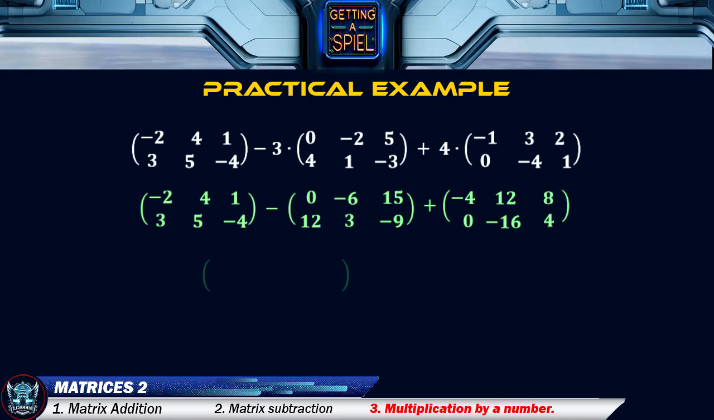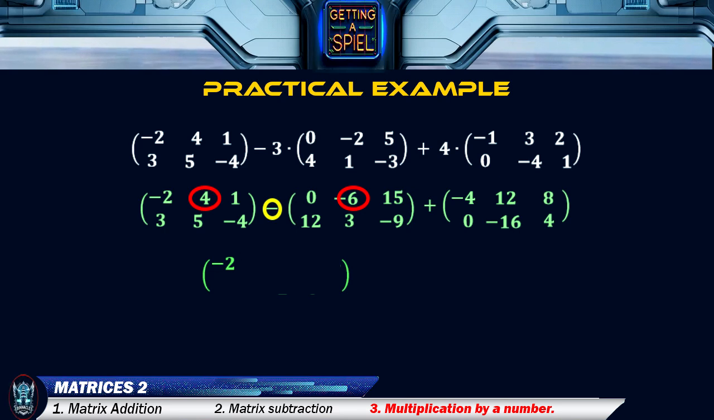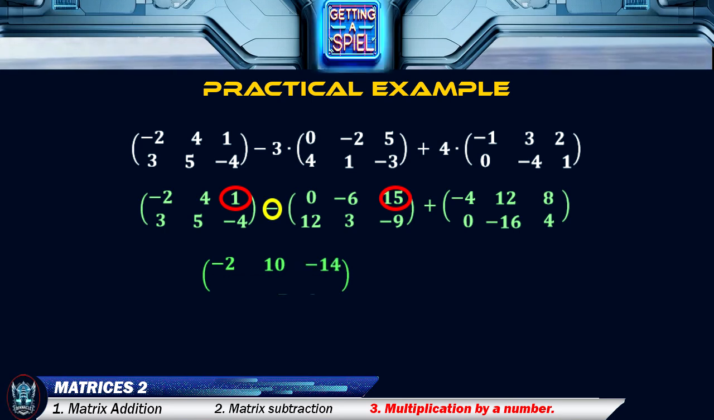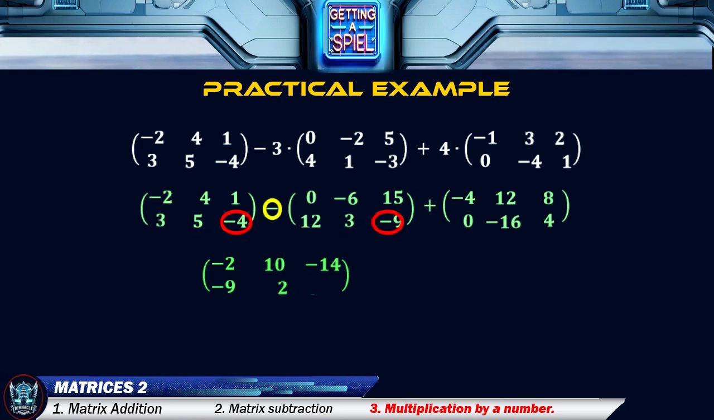Now we can subtract the first two matrices. -2 minus 0 is -2. 4 minus -6 is 4 plus 6, that is 10. 1 minus 15 is -14. 3 minus 12 is -9. 5 minus 3 is 2. Finally, -4 minus -9 is -4 plus 9, that is 5.